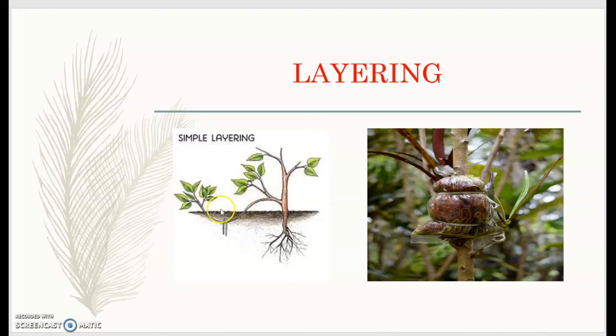Later, after some days, you can see that new leaves are growing out of this remaining branch part. It starts to grow further in a much better way, and then they will detach it from the mother plant. They can treat it as a separate plant. This can be done on soil, or sometimes they do this layering in a pot, so that it can easily be moved from one place to another. So this is simple layering.